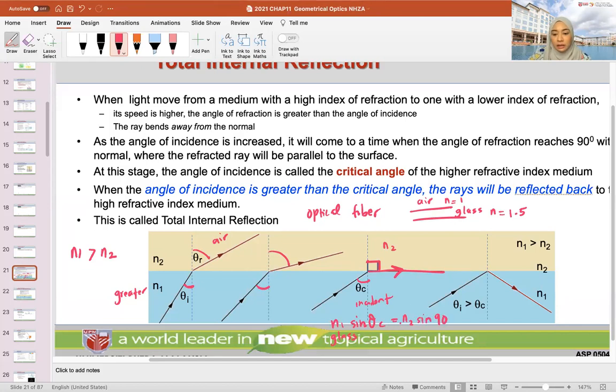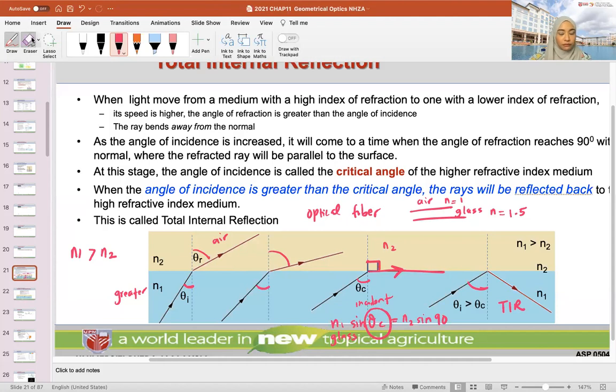Okay, so sine 90, when you use sine 90 and N2 is the outside medium, you find your critical angle. And when your incident angle is greater than your critical angle, way bigger than theta C, your light no longer goes inside. It is reflected. It is called total internal reflection. It's no longer refracted. It is totally reflected, total internal reflection.